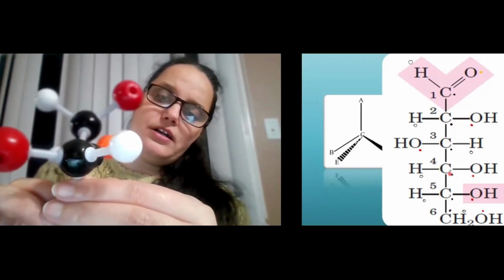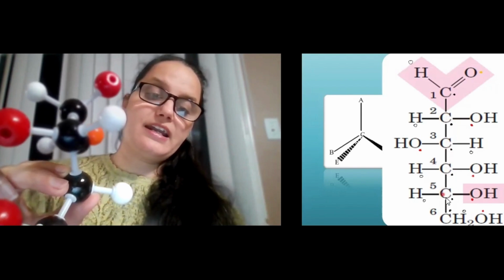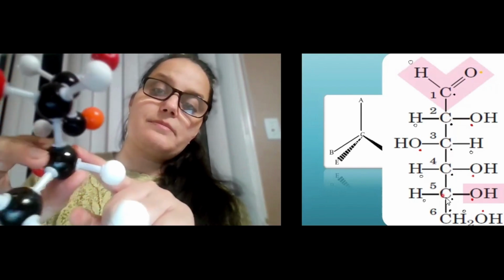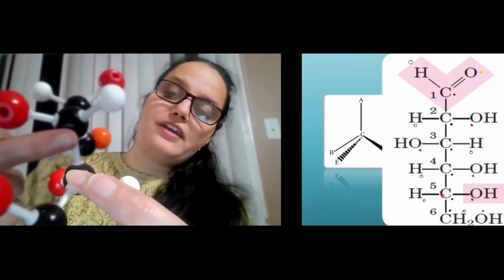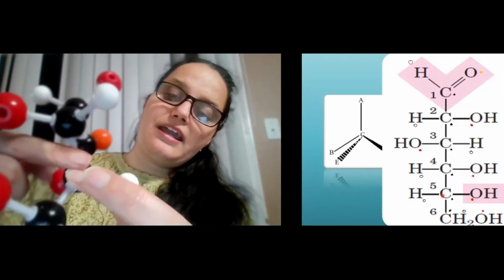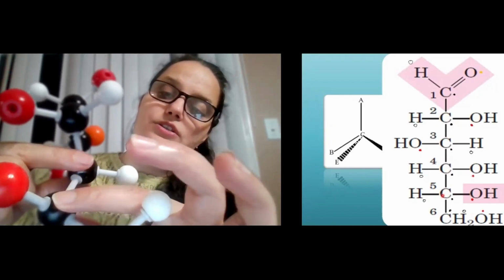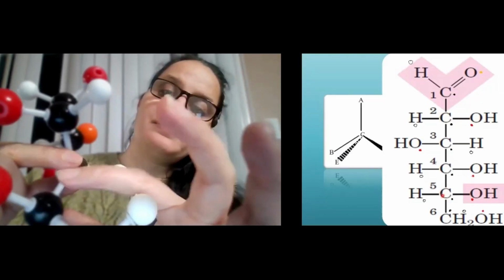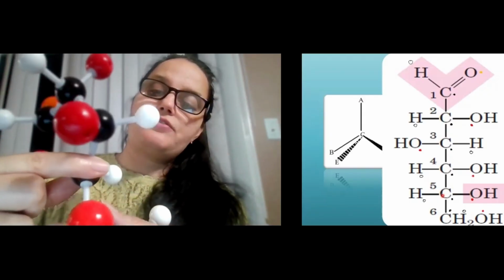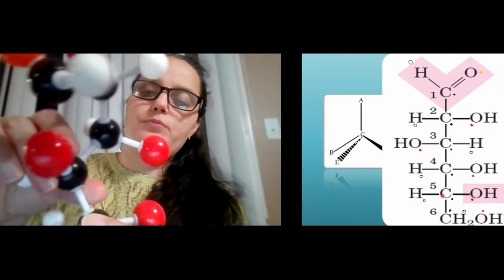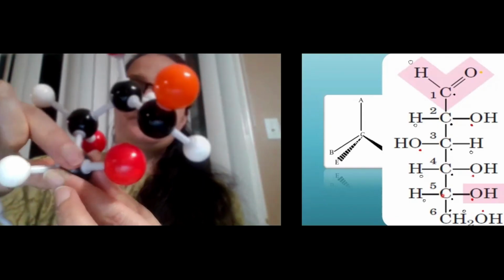Same thing happens with carbon number 4. Carbon number 4 is bonded with carbon number 3 and carbon number 5. So this is carbon number 4, bonded with carbon number 3 on one side and carbon number 5 on the other side. Both carbon number 3 and carbon number 5 should be pointing away from the observer. So if they point away from the observer, then this will be the situation.